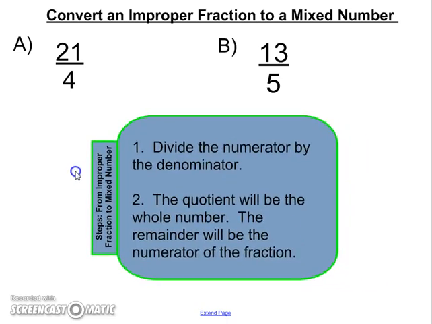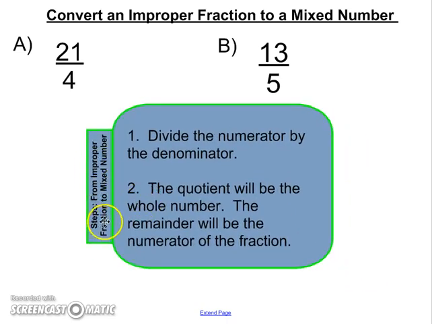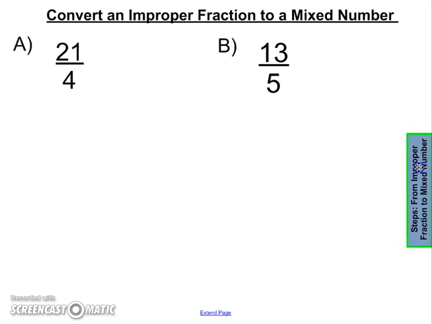So now, the steps for going from improper to mixed is to divide the numerator by the denominator. And when we do fractional division, we do the numerator divided by the denominator always. The quotient, the whole number quotient, will be your whole number. The remainder will be the numerator of your fraction, your mixed number fraction, and I probably should have put step number 3 here. Your denominator, in this case 4, and in this case 5, will be the denominator of your new fraction.